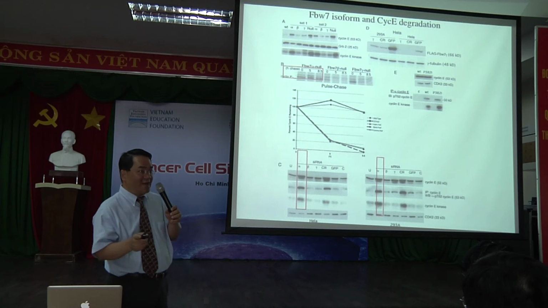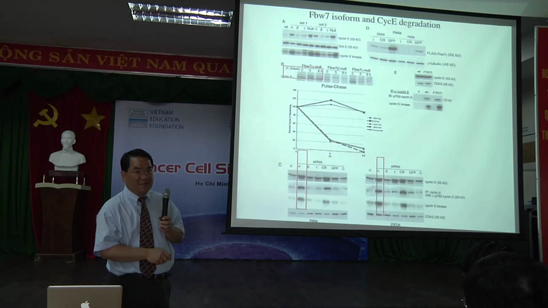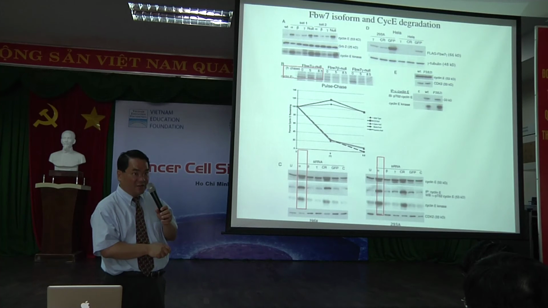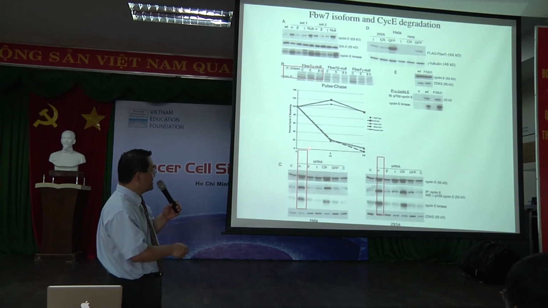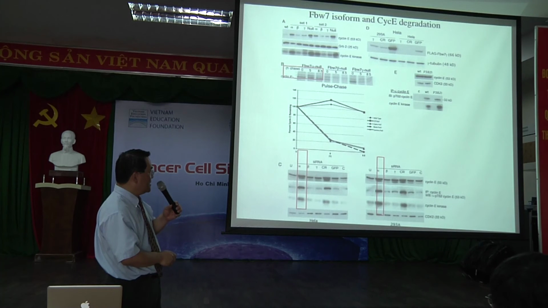We talked about knockdown. Sometimes people use siRNA rather than shRNA. Si stands for small interfering RNA. You could knock down either the alpha form, beta form, or gamma form. But take a look at the regulation of cyclin E. If you knock down the alpha form, cyclin E is elevated compared with the control, but not with the beta form or gamma form.